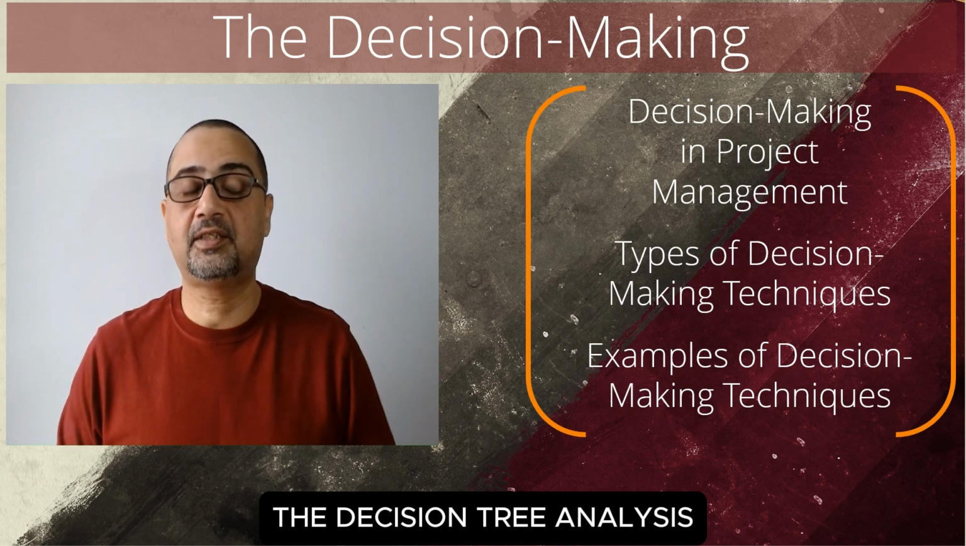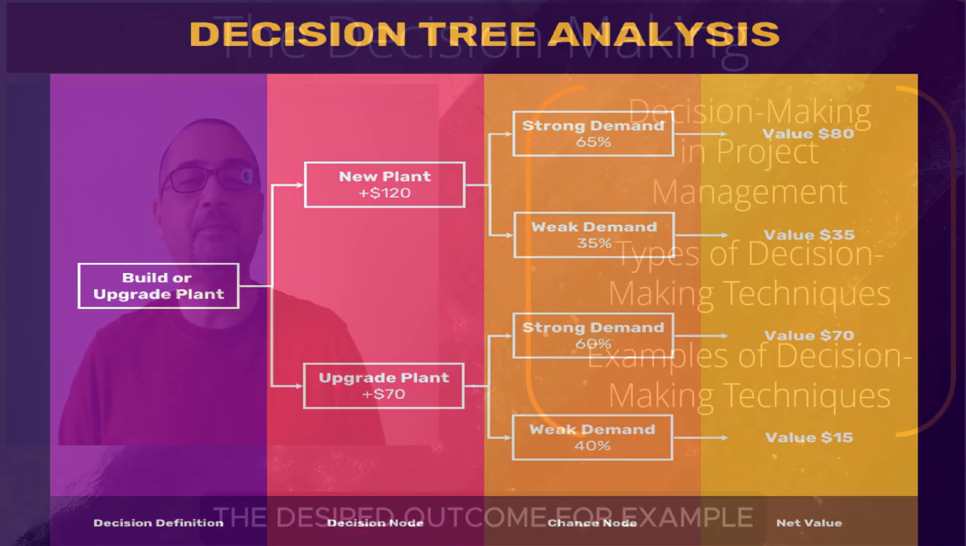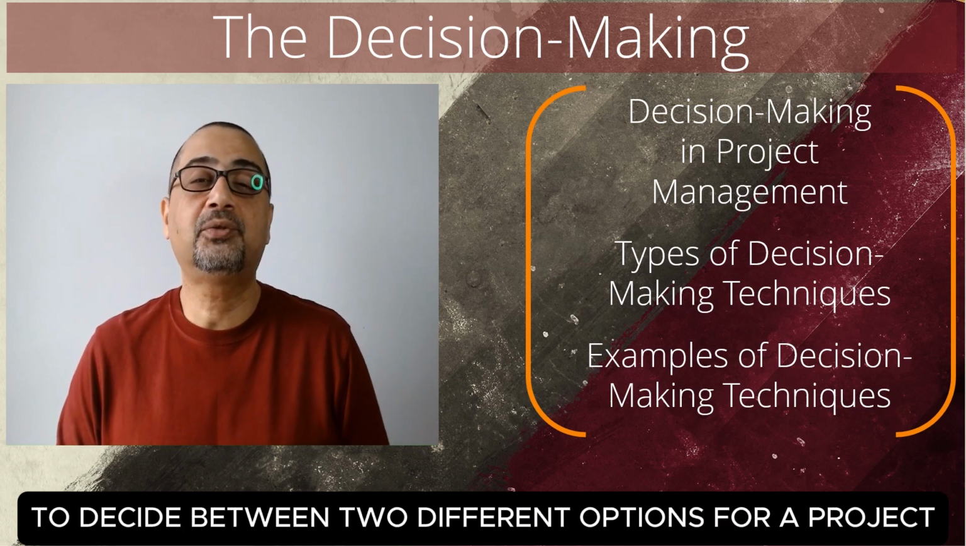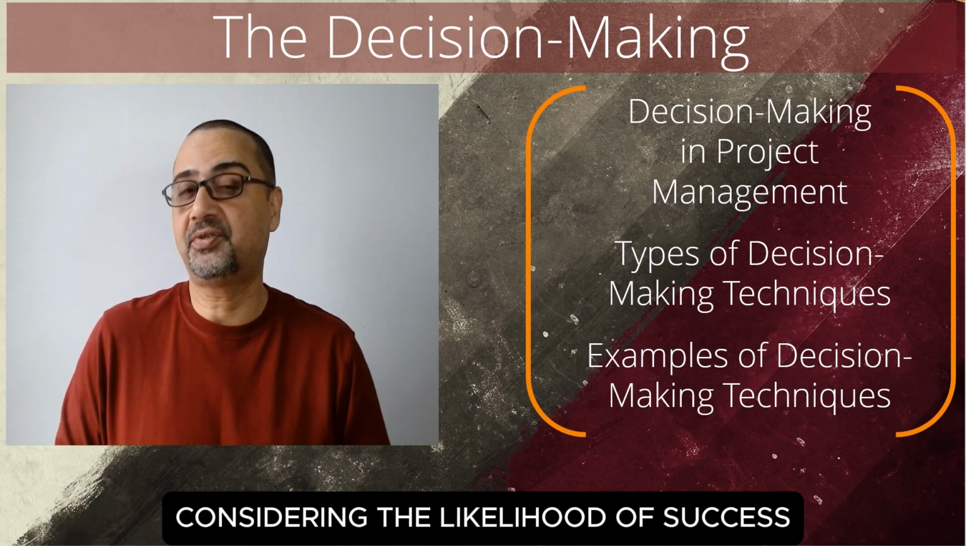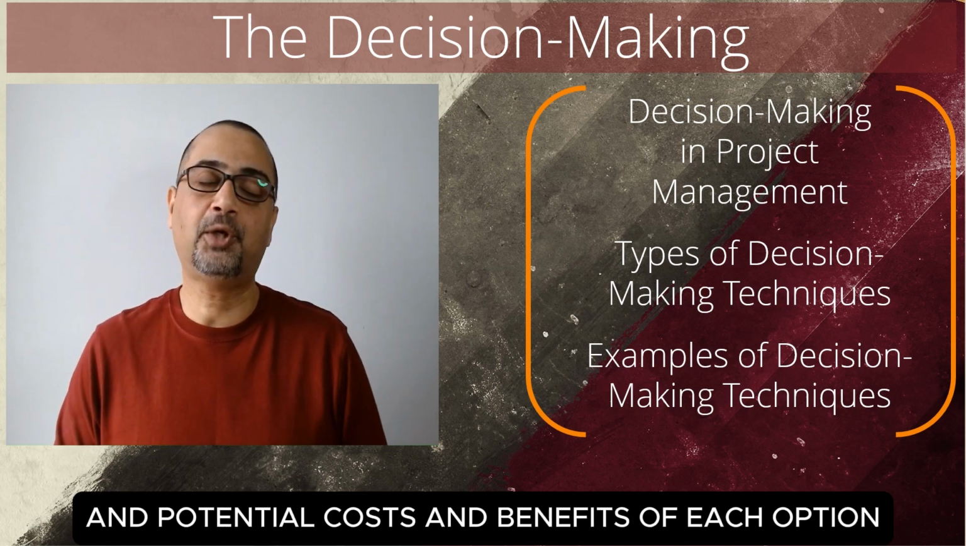Then the decision tree analysis. This technique involves constructing a diagram that represents the potential outcomes and probabilities of each alternative course of action. The decision tree can be used to visualize the trade-offs and risks associated with each option and to choose the one that is most likely to achieve the desired outcome. For example, a project manager might use a decision tree analysis to decide between two different options for a project, considering the likelihood of success and potential costs and benefits of each option.